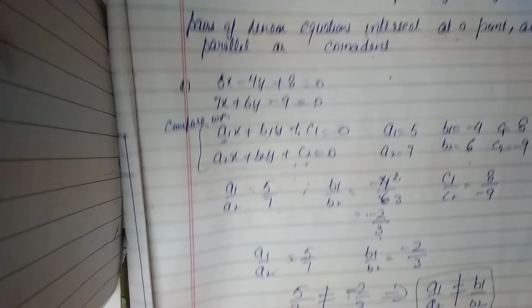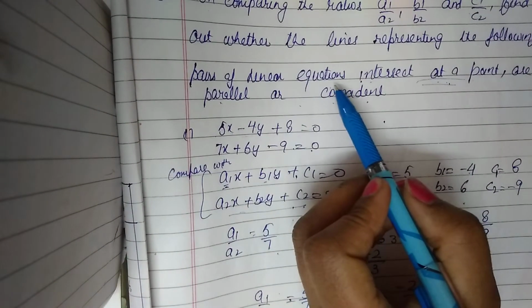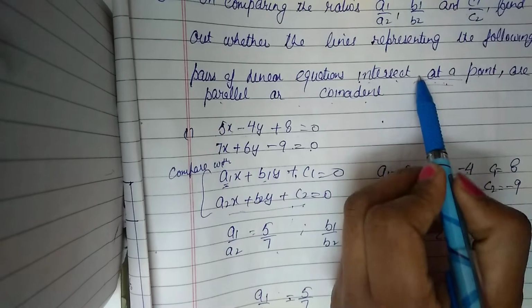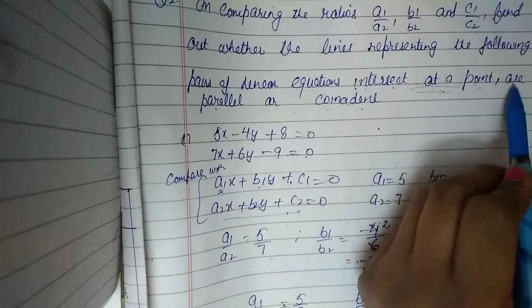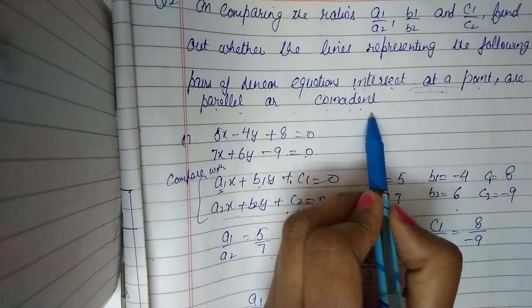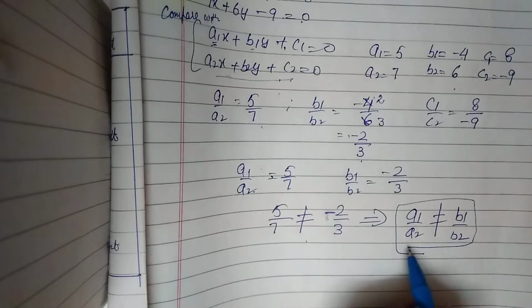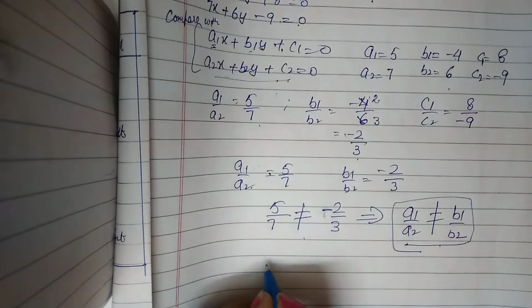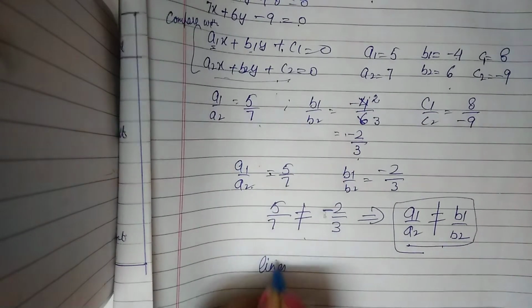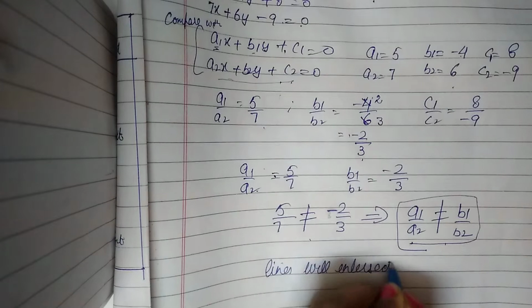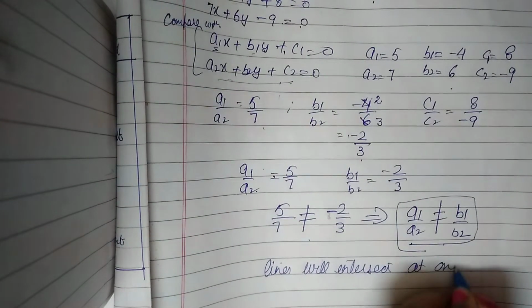So see the statement. We have to give the answers in these three forms: equations intersect at one point, are parallel, or coincide. Now in this type of question, we say that the lines will intersect at one point.